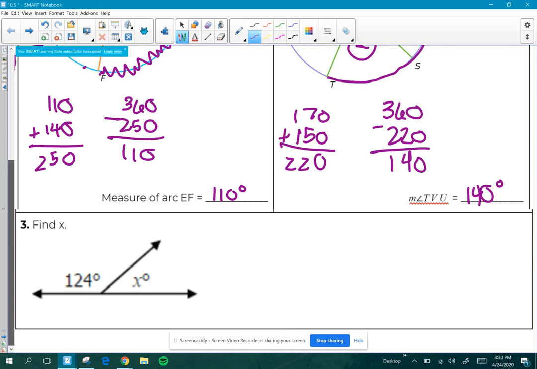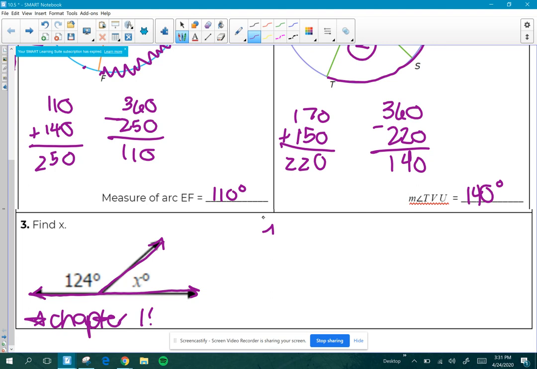Now, something that you haven't seen in quite some time is a guy like number 3. So looking at number 3, this is actually a flashback to chapter 1. So think all the way back to the beginning of the year, September, October-ish. This is what we were talking about in chapter 1. So if we look at this, I don't know if anybody remembers the key term, but I have a straight line that's split up into 2 angles. So that I would call a linear pair.